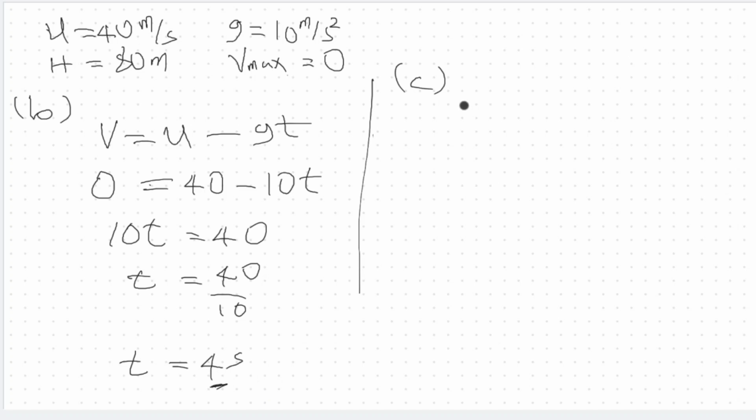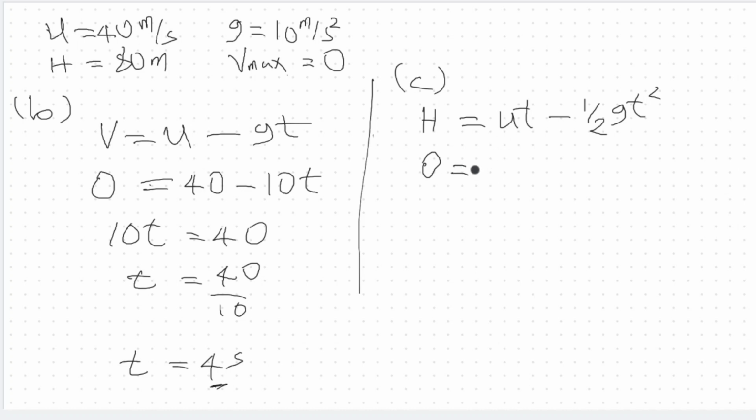Now for the time to reach the ground again, which is the C part of the question, okay, we're going to use the formula h equals ut minus half gt square. Okay, substitute our values now. Time to reach the ground again. Remember I told you when the body goes up and returns back to the ground, the height h covered will be 0. Okay, so h will be 0 at that point because it's returning back to the ground.